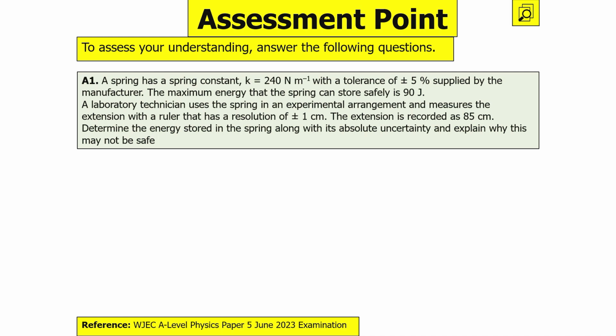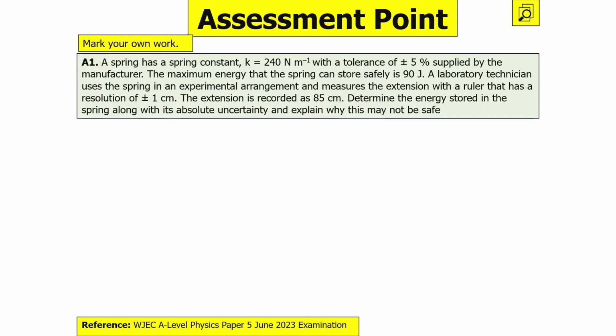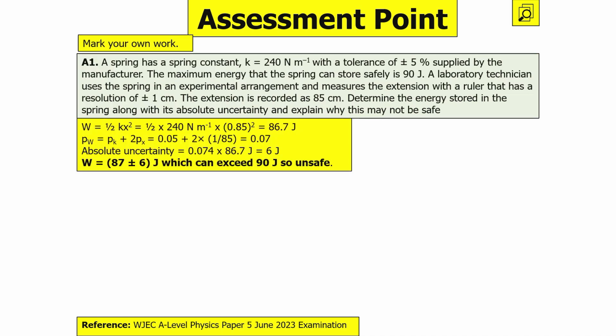So pause the video now. Then unpause the video and you want to go through your answer. Right, the work done is a half times kx squared. So from the information given, it's 86.7 joules. Now our percentage uncertainty is going to be 0.05 plus 2 times 1 over 85, which is 0.07.